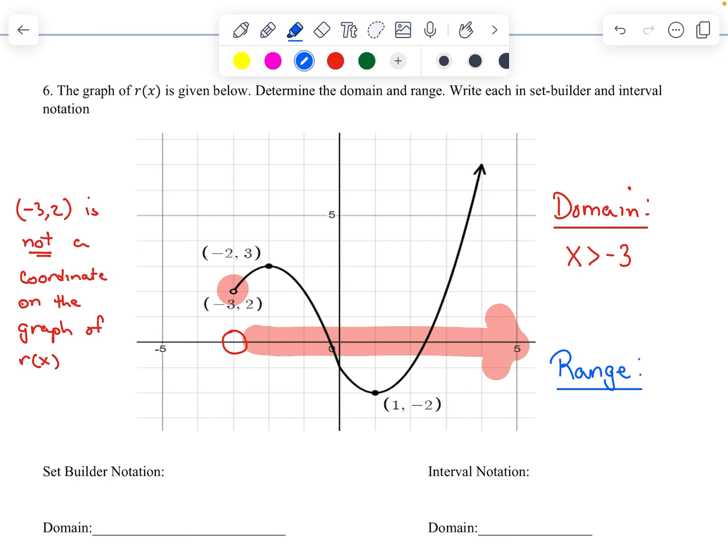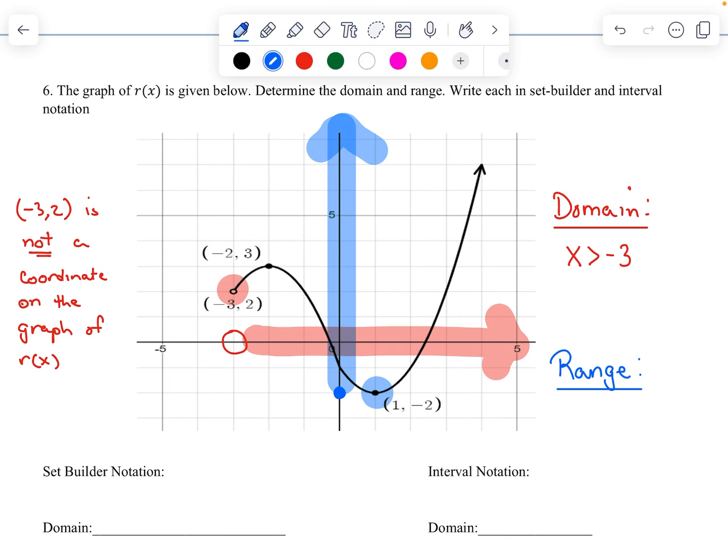All right, now for the range. For the range, I'm going to look at the lowest coordinate on the graph and go from there. So the lowest coordinate on the graph is 1, -2. This circle is filled in, so I'm going to put a closed circle at 1, -2. And this graph increases forever.